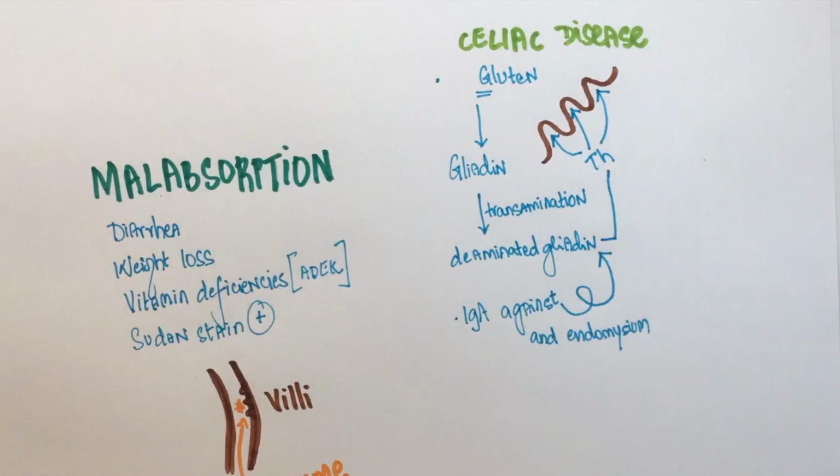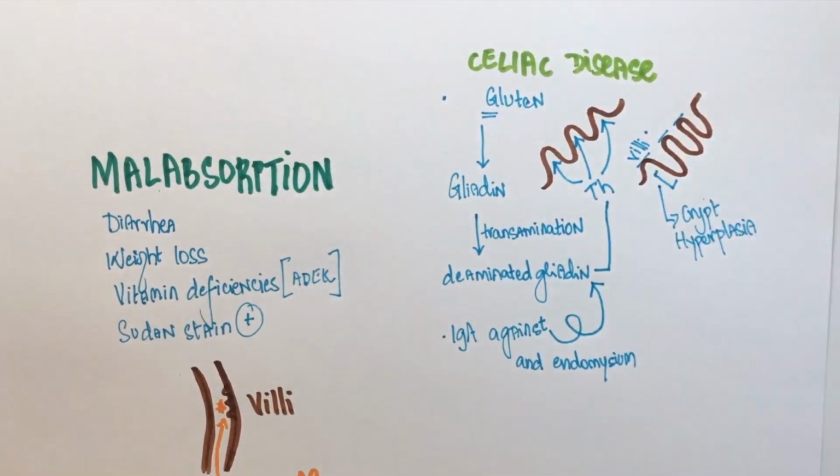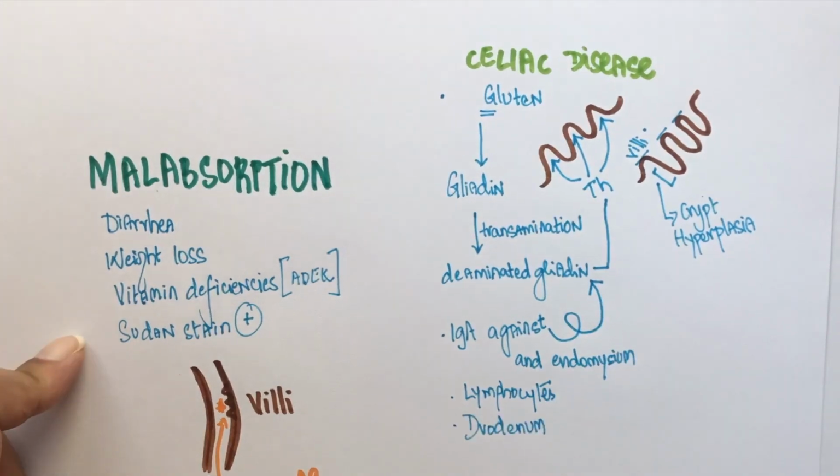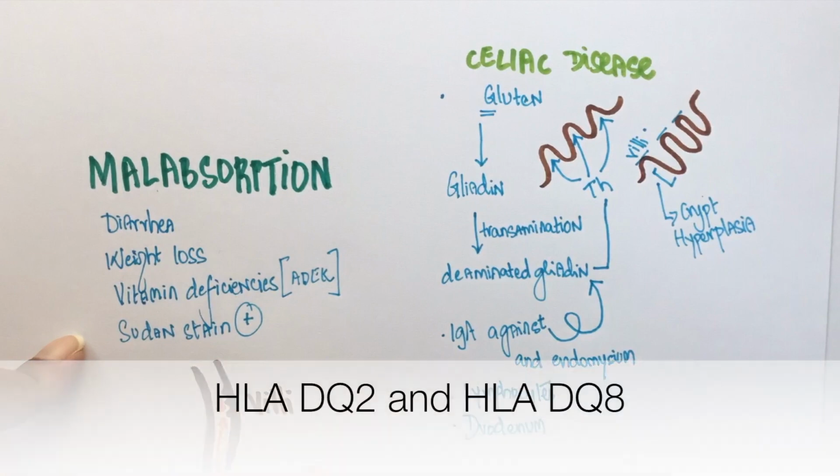These are the villi and these are the crypts. Since villi are destroyed in these patients, there is villus atrophy and the crypts become deep and undergo hyperplasia. There are a lot of lymphocytes in these cells. The part that is majorly involved in celiac disease is the duodenum. Celiac disease is an autoimmune disease. It is associated with HLA-DQ2 and HLA-DQ8.